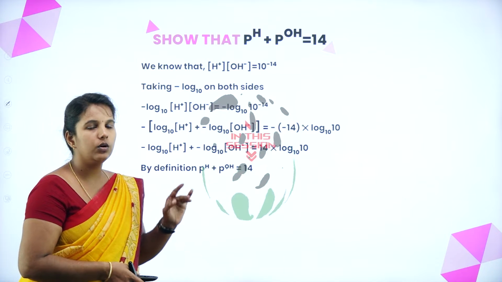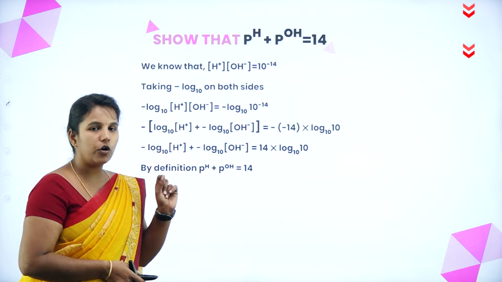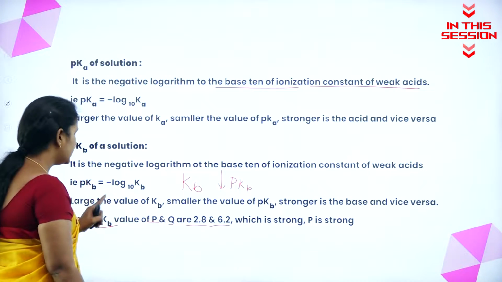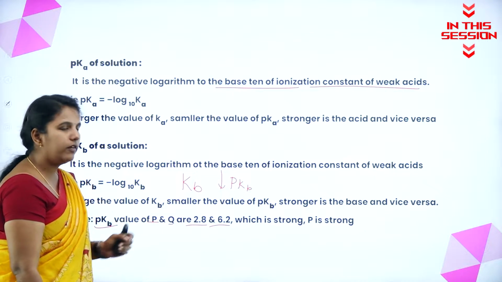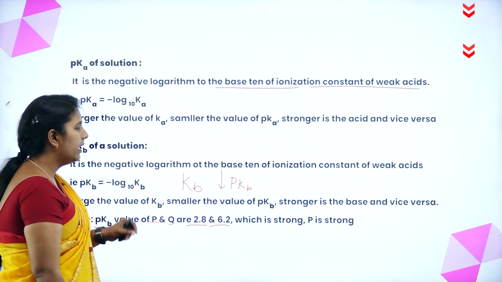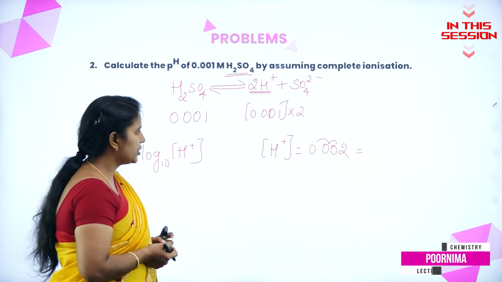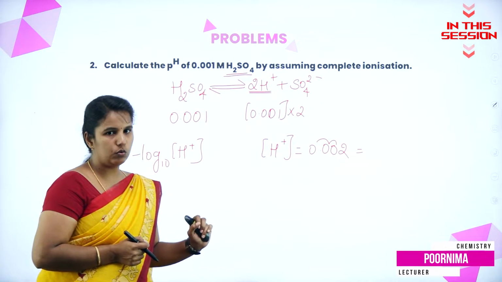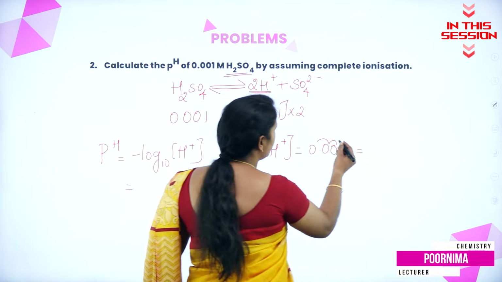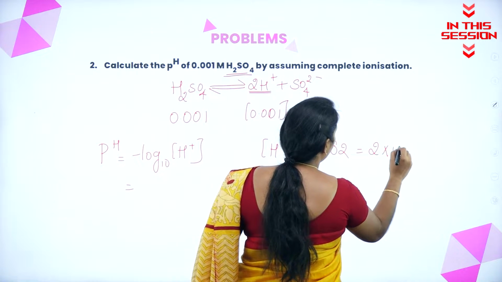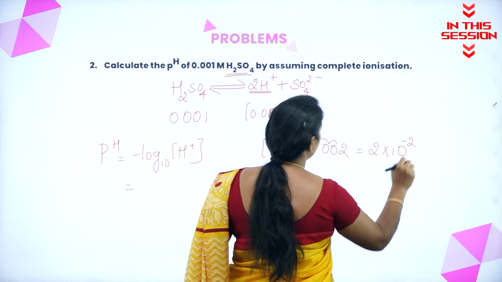pOH is nothing but the negative logarithm of base 10 to the molar concentration of the hydroxyl ion. The larger the value of Kb, the smaller will be the value of pKb and the stronger will be the base, and vice versa. I got the hydroxyl ion concentration as 0.002. So now I can shift this point and rewrite it as 2 into 10 to the power of minus 2.